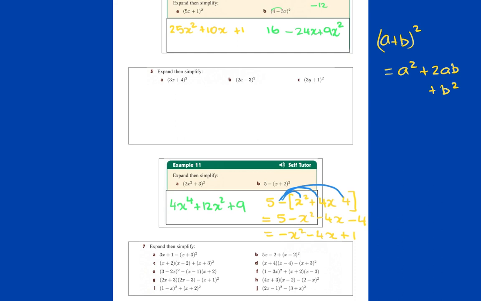Excellent. Okay, choose a few examples to work on. Check your answers on the next page.